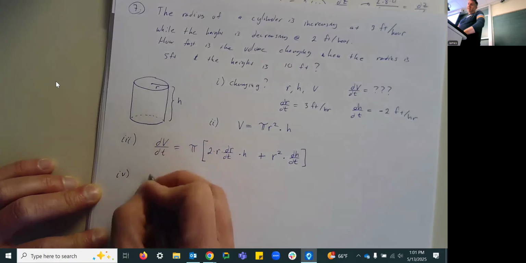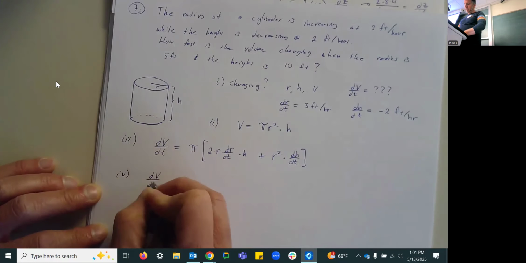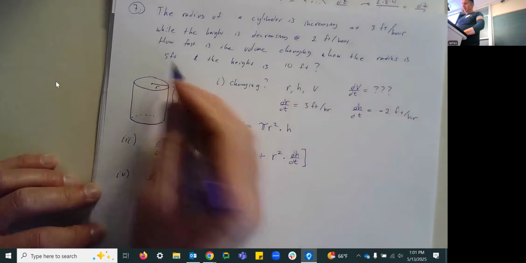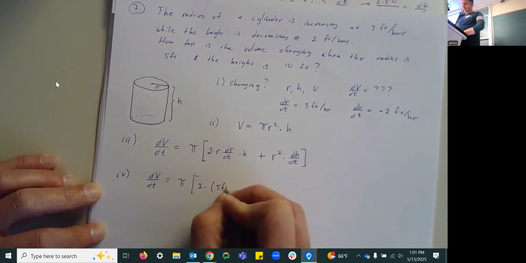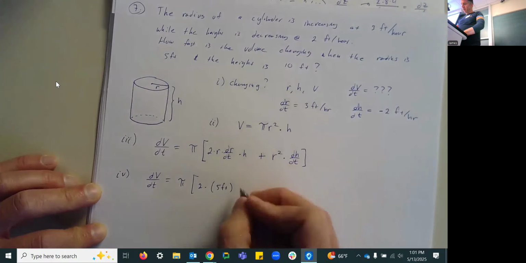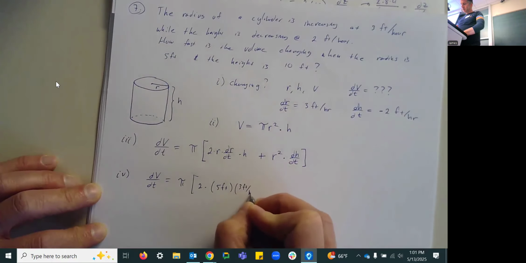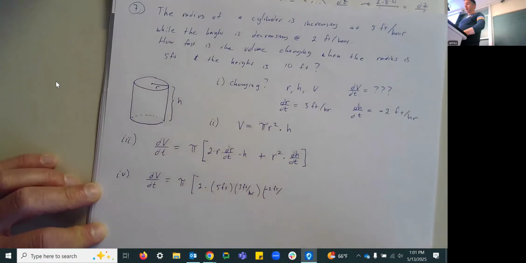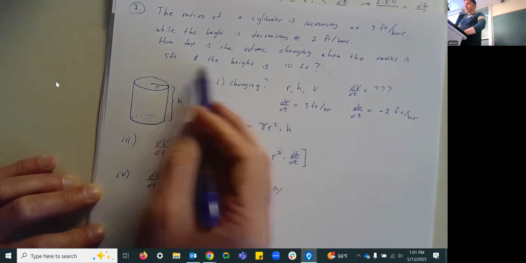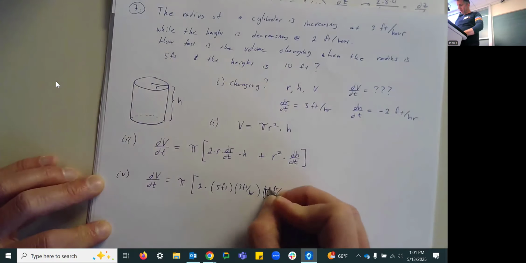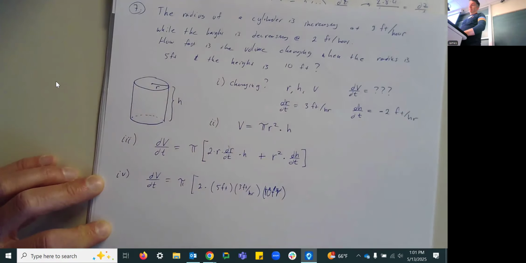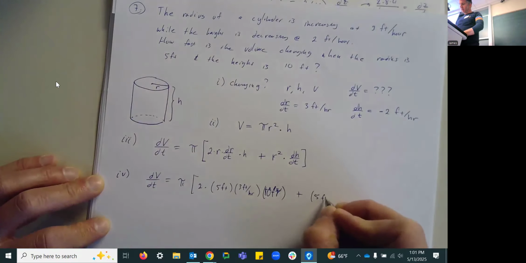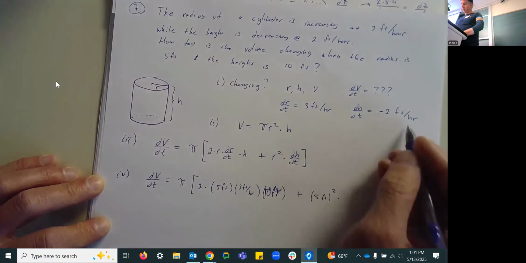I'm trying to find dV/dt, so it's nice it's already by itself. So dV/dt is going to equal pi times 2 times the radius, which they told me was 5 feet, times dr/dt, which they told me was 3 feet per hour, times h. No, sorry, h, not dH/dt. They told me h was 10 feet. Sorry about that. That's 10 feet. Plus r squared. Again, r is 5 feet, so that's 5 feet squared times dH/dt, which is negative 2 feet per hour.